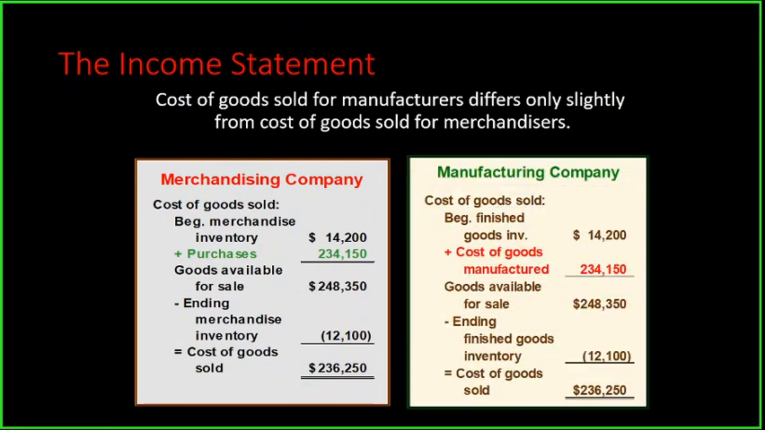income statement between a merchandising company and a manufacturing company. Almost the same, except that for a merchandising company, since it is buy and sell, you have this account purchases for the finished goods. But for the manufacturing company, you have the cost of the goods manufactured. So that's how you compute the cost of goods sold.